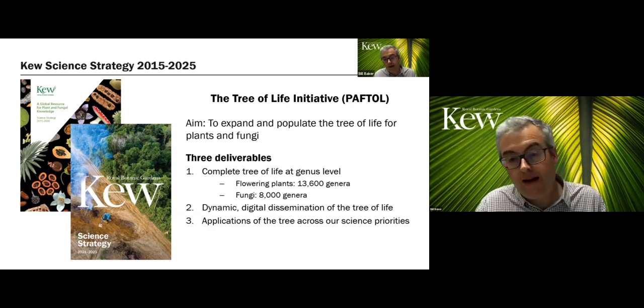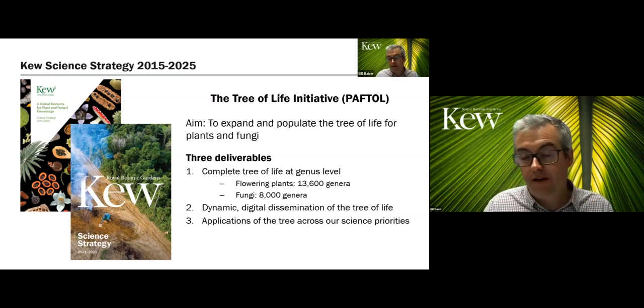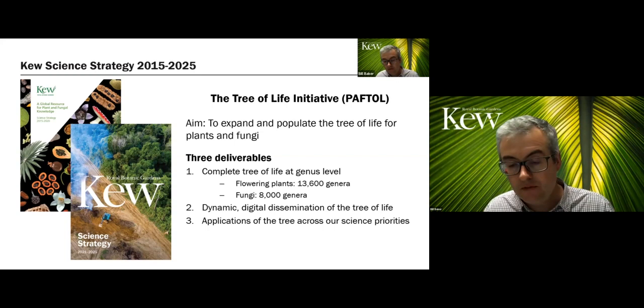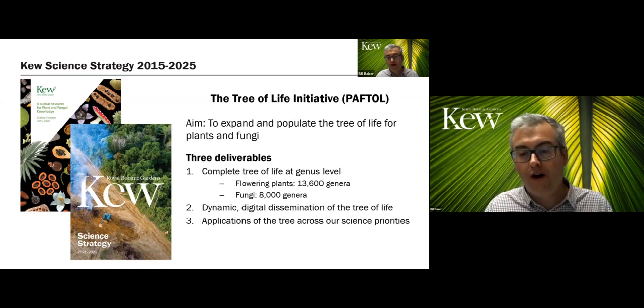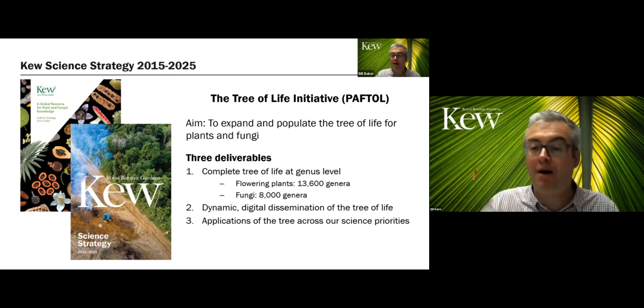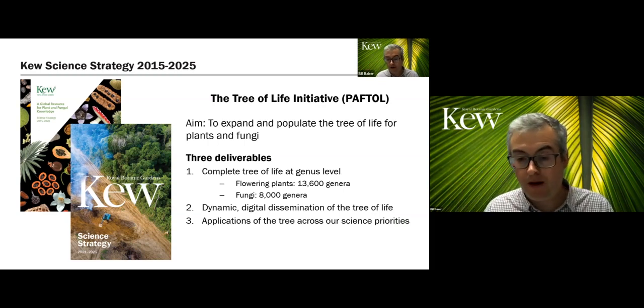The first one is the headline, I guess. We want to complete the tree of life at the genus level. So that basically means sampling one species for every genus, the taxonomic category above the species level, of both flowering plants and fungi. So for flowering plants, that number is around 13,500. For fungi, the number is about 8,000, but fungal taxonomy is such a black box that that number could be almost anything, but that's the number we have to work with right now.